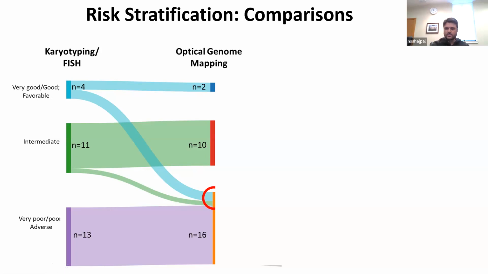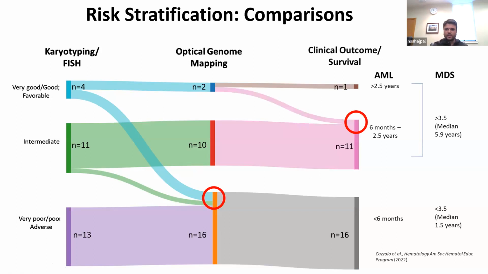And when we follow these patients for the next 2 years, what you can see here is that the patients that were reclassified into the very poor or adverse group did have a clinical outcome that correlated with this risk stratification. While we had one outlier here, an AML case, which was favorable with both these technologies, had a RUNX1-RUNX1T1 translocation, but on a follow-up marrow had adverse profile with both these technologies. So just probably the way the tumor progresses.